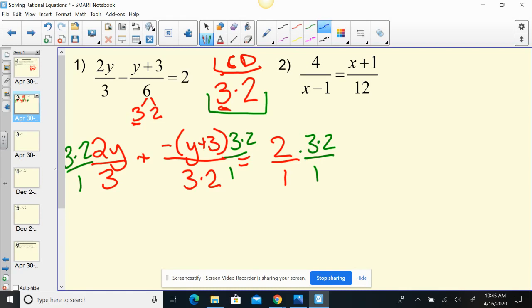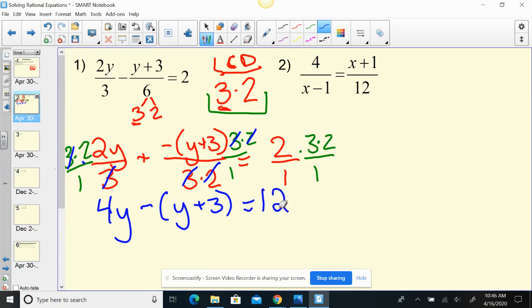So now we're going to use last week's first lesson, multiplying and dividing. So when you multiply and divide, anything on the top can cross out anything on the bottom. So these 3's just eliminate to be 1, and then I'm left with 2 times 2y is 4y. Over here, these 3's go away to be 1, the 2's go away, so I just have negative y plus 3. And then over here, there were no denominators, so I'm just going to do 2 times 3, which is 6, times another 2 is 12.